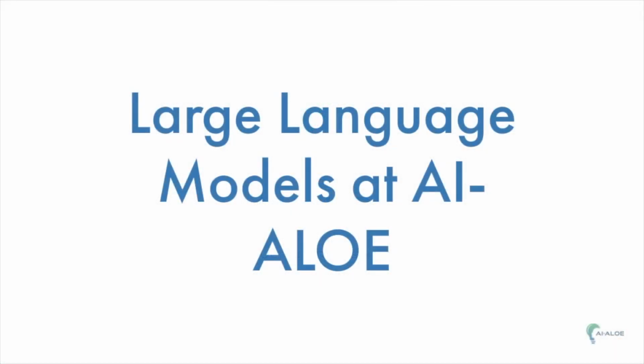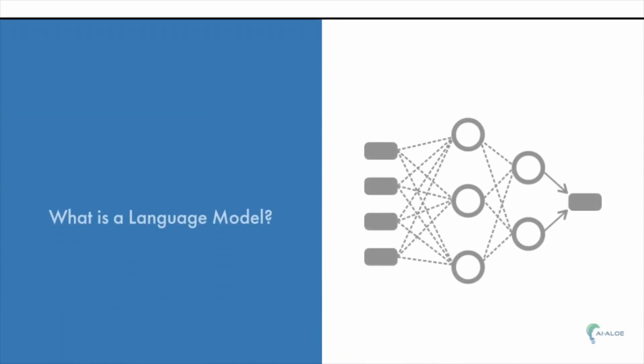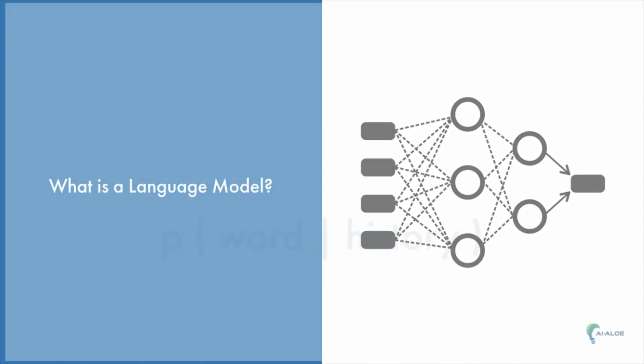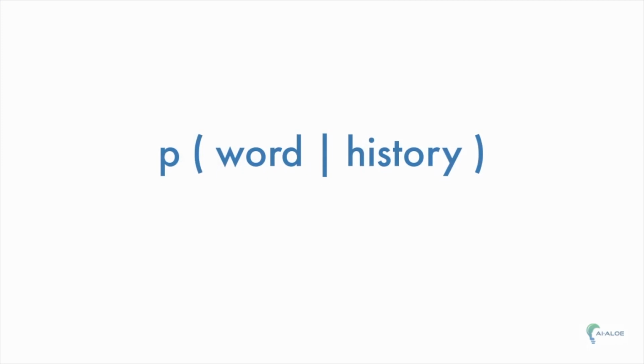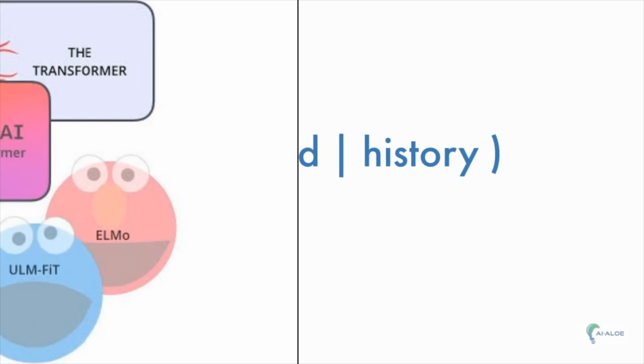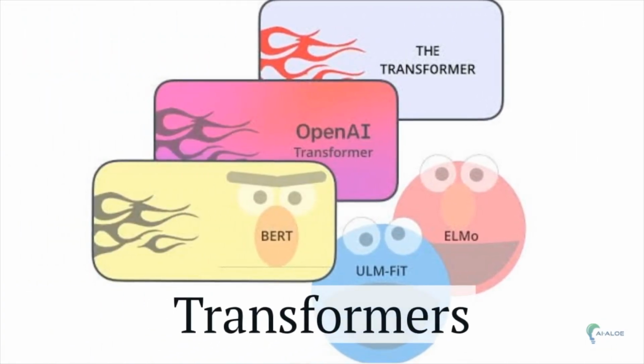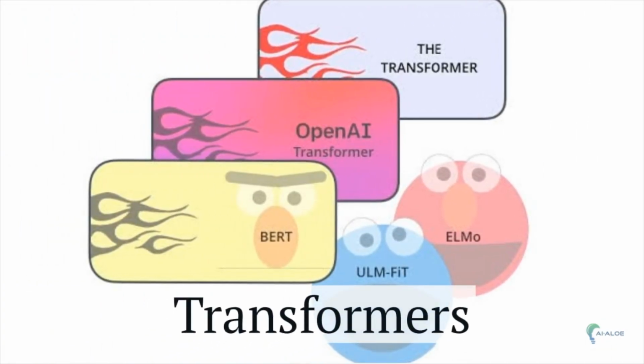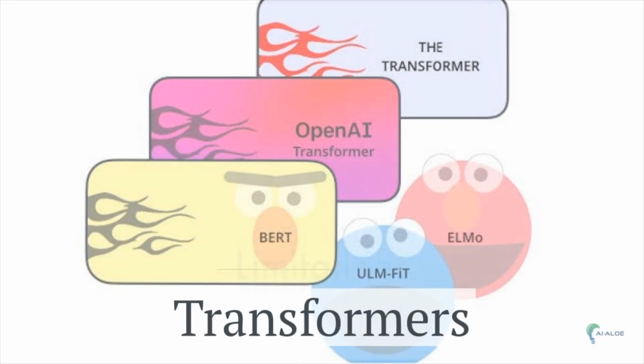At AI-ALOE, we are using large language models to build educational tools. What is a language model? A language model is a system that assigns probabilities to words given a history of words. The best language models are transformers, a type of neural network architecture.